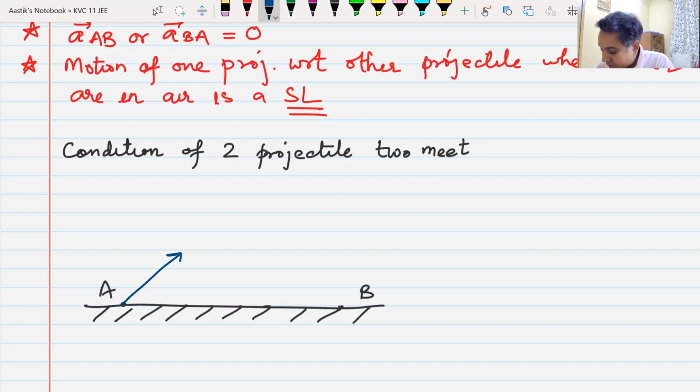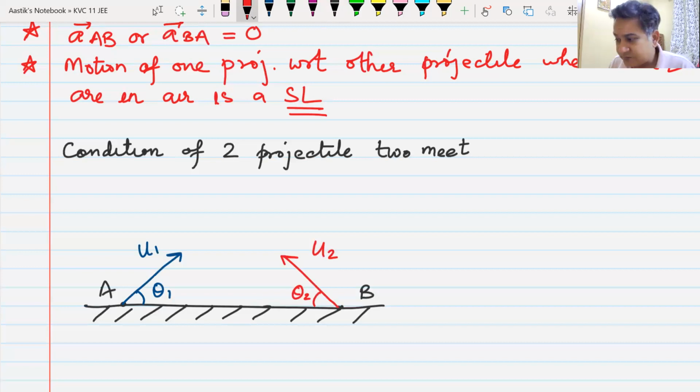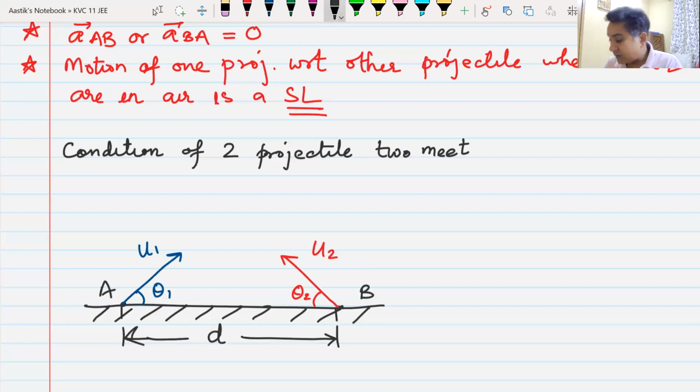From A, I throw it with a velocity u1 at an angle theta1. From B, I throw it with a velocity u2 at an angle theta2. Obviously, their range, what is the first condition I have to put? If the distance between them is d, the first condition that they must fulfill is r1 plus r2 should be greater than d.